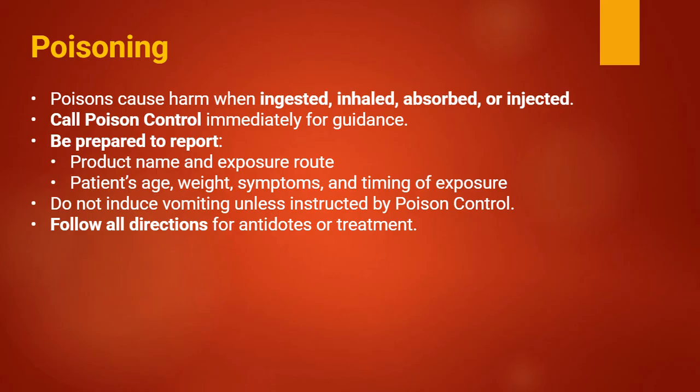One critical point to remember: never try to induce vomiting or give fluids unless poison control specifically instructs you to. Some poisons, especially caustic substances or hydrocarbons, can cause more damage when vomited because they burn tissues again on the way back up. Instead, follow the professional's instructions exactly. Certain substances have specific antidotes, such as naloxone for opioid overdose, N-acetylcysteine for acetaminophen toxicity, or activated charcoal for some ingested poisons. However, treatment should always be guided by poison control or a healthcare provider.